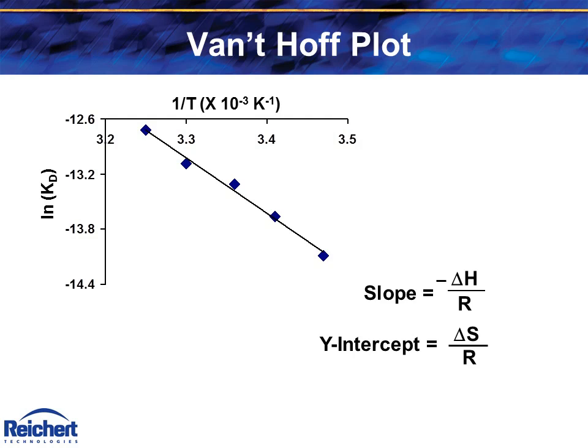Entropy and enthalpy calculated from SPR data have been found to agree very well with data obtained from isothermal titration calorimetry experiments. Reichert SPR instruments are well suited to running experiments at different temperatures. Our instruments have an extremely wide temperature range, from 10 degrees Celsius to 70 degrees Celsius. This capability has enabled experiments at high temperatures using proteins from thermophilic organisms.